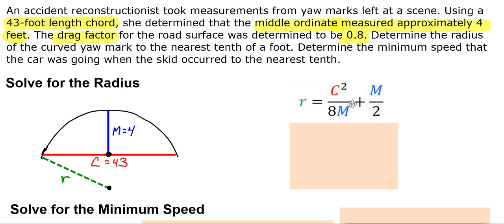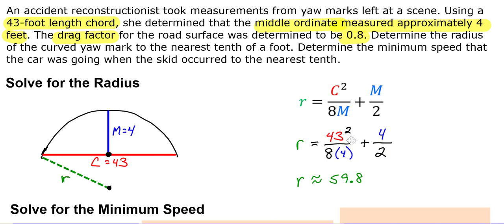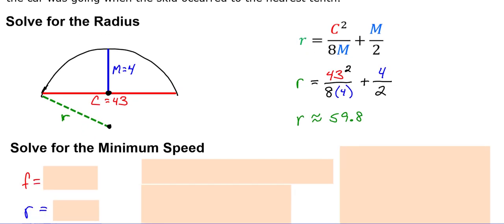So we don't need the drag factor yet. We need that for the formula to figure out the speed. But what we do need is our chord length and our middle ordinate. So we would plug those two values in for C and M, solve, and we would have a radius of about 59.8. So we have the radius now, and then we need the drag factor of 0.8.